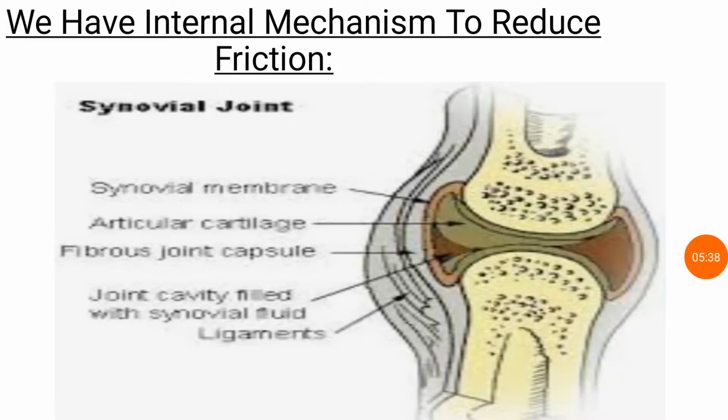Now we have internal mechanisms to reduce friction. Many parts of the body, especially the joints, have very small coefficients of friction. A joint is formed by the ends of two bones which are connected by thick tissues. The knee joint is formed by the lower leg bone and the thigh bone.